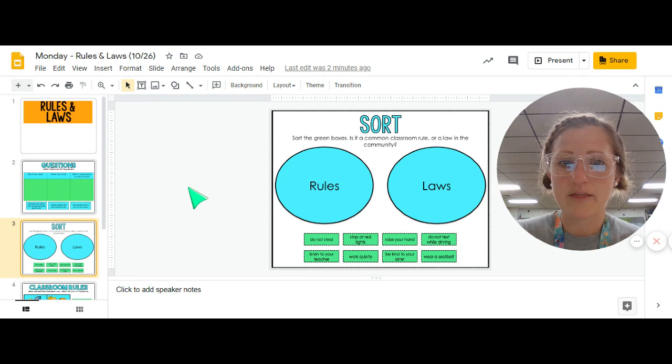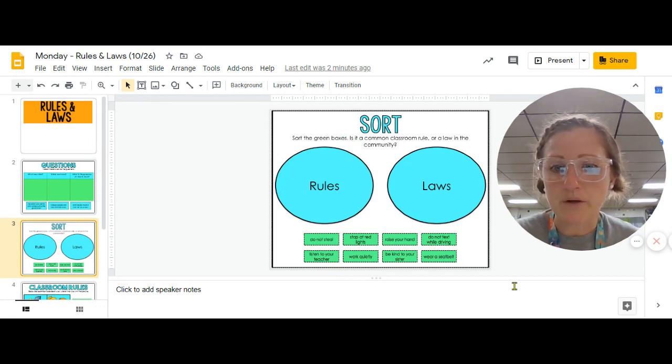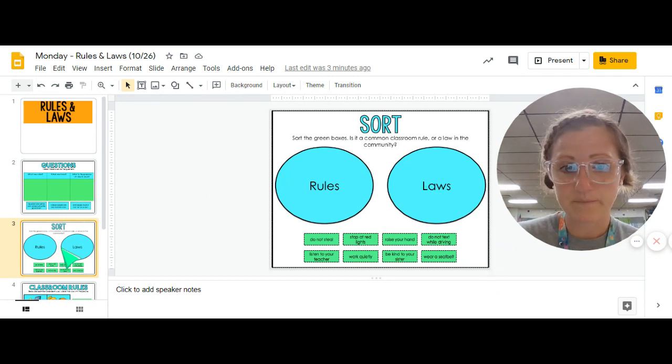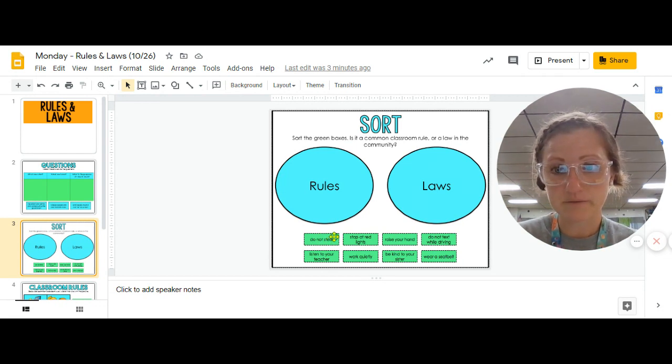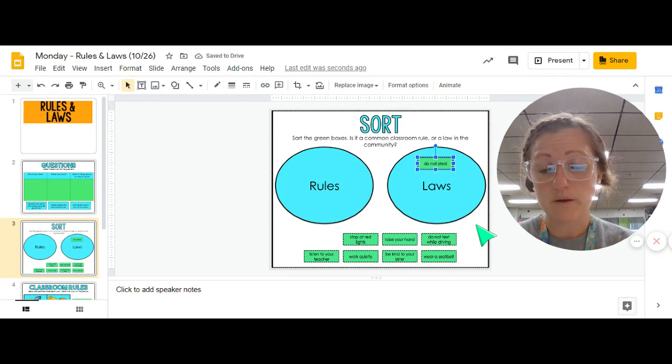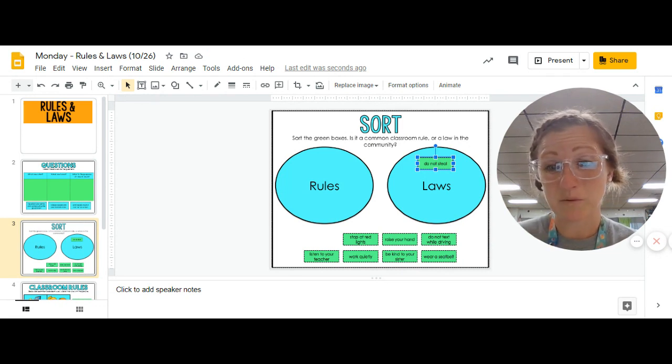The next one is thinking about the difference in rules and laws. So it says, sort the green boxes. Is it a common classroom rule or a law in the community? So if it's a rule, then that means it's probably something we would do in our classroom. If it's a law, it's something that citizens in the community are all doing. So for example, do not steal. It's probably a rule in your house and at school, but also in the community, people are not supposed to do that. So that would go in laws because they would get in trouble if they did.